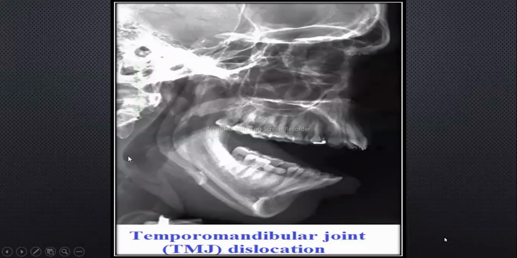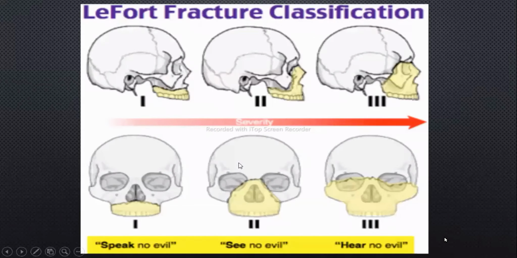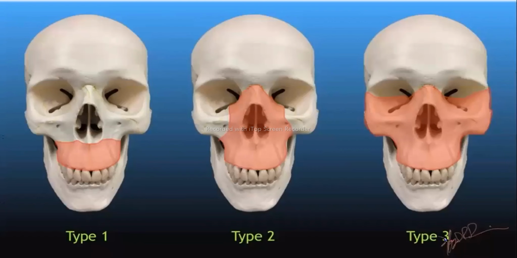This one is a dislocation. Can you see the shadow? Because the mandible should be here. So temporomandibular joint dislocation. And this one, you have to be familiar with Le Fort fractures. Maybe they will give you an image in the exam and ask which class of Le Fort fracture.